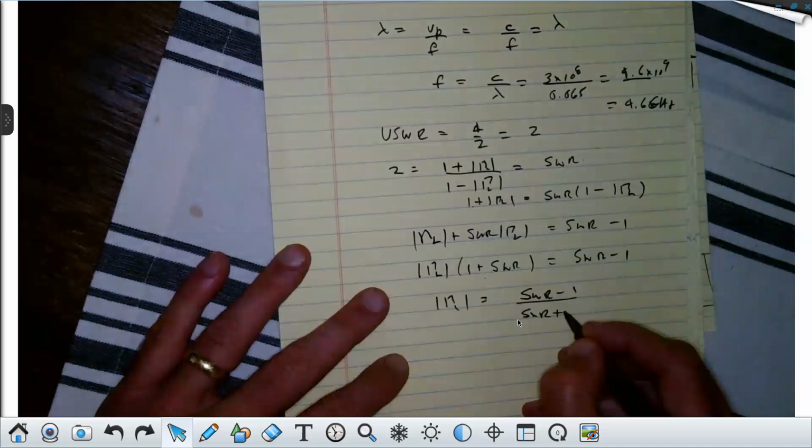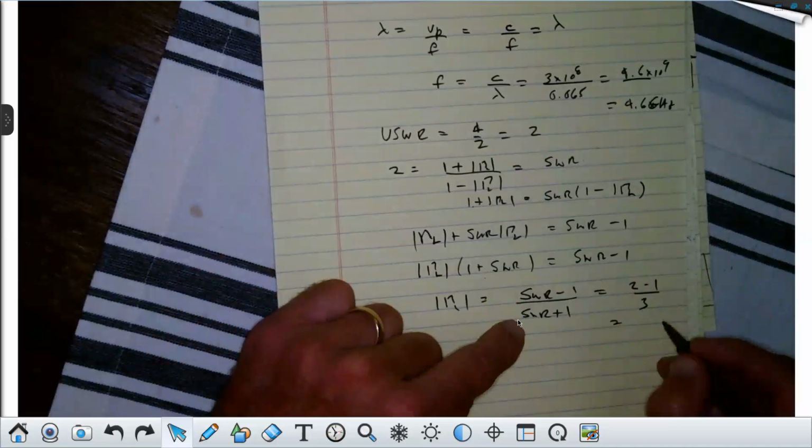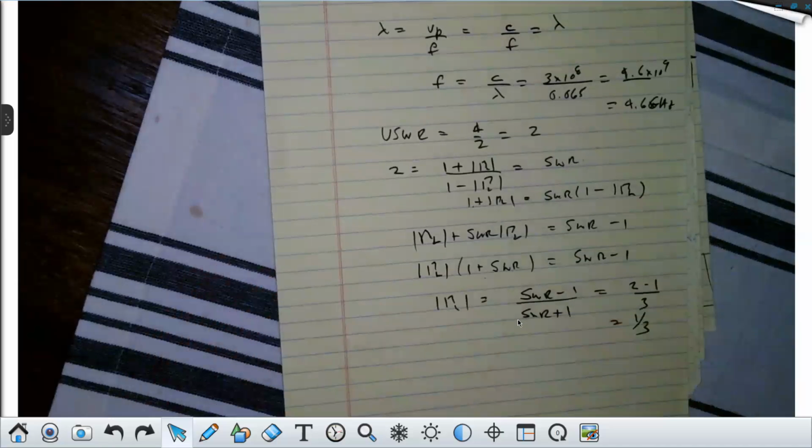Or in my case, I have what? 2 minus 1 over 2 plus 1, or 3. Or this is really going to be 1/3. You all see that? And that's the magnitude of gamma L. Correct?